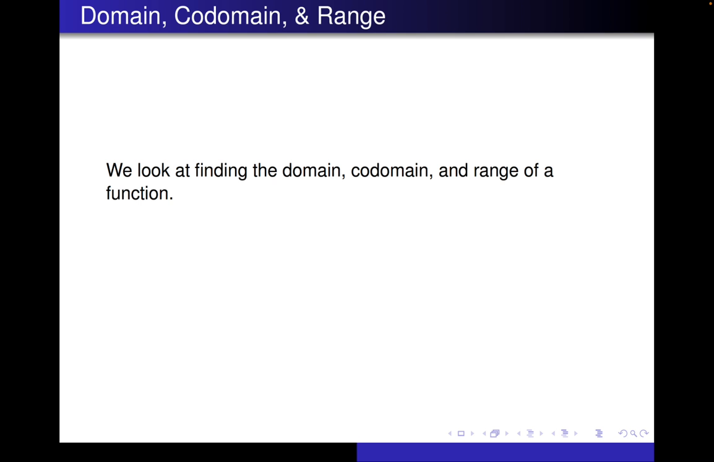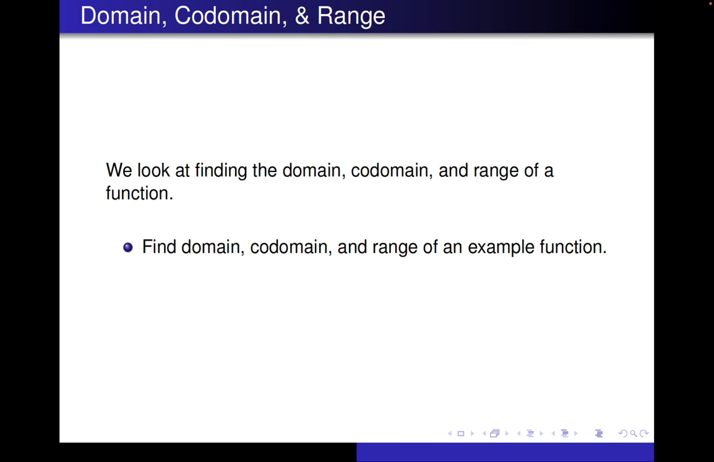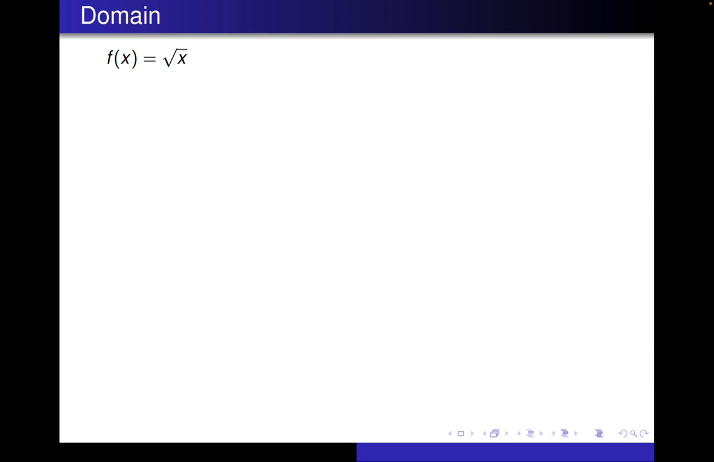In the last video, we defined the terms domain, codomain, and range with respect to functions. In this video, we're going to look at those concepts a little bit more closely. In particular, we're going to look at an example function and find the domain, some possibilities for the codomain, and the range of that function to show you how that works. So the function that we're going to look at is the square root function. So if the input is a number x, the output is going to be the square root of that number x.